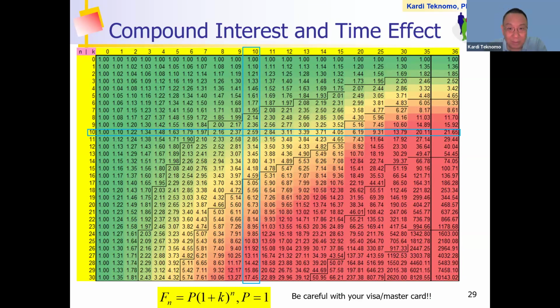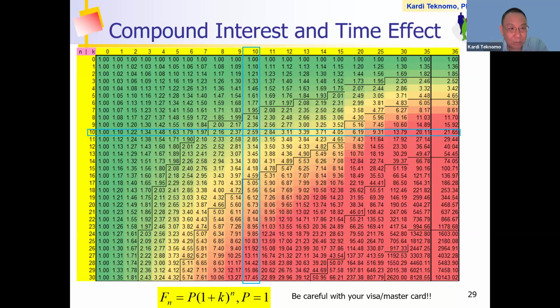Okay, so this table, I use this formula. You can try on your own. The P here I put 1 so that we can see the effect of compound interest and time. K is the interest, N is the time. The time I put from 0 to 30, and then the interest again from 0 to 36. 36 is like the credit card interest or the loan shark interest. So that you can see clearly.